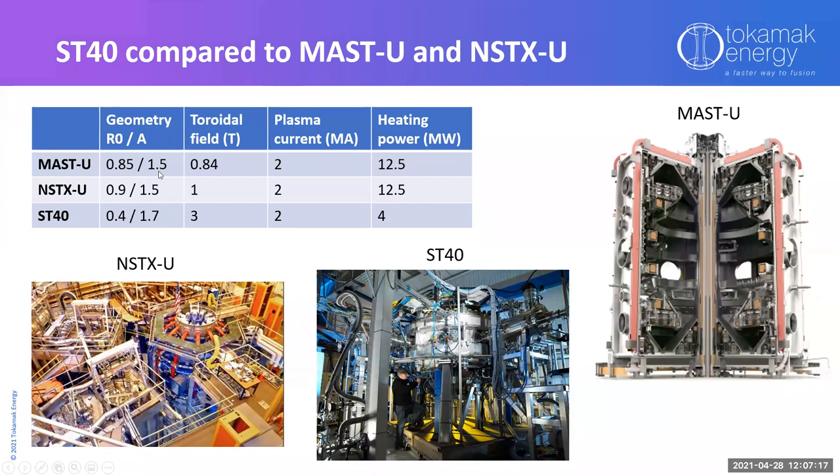The aspect ratio is in the range 1.6 to 1.8, but ST40 has the largest magnetic field. You see that STX-U will have 1 Tesla. MAST still has a magnetic field that is below 1 Tesla. So ST40 will really push the boundary of magnetic field in spherical tokamaks. That's why we call it a high-field spherical tokamak. The plasma current is similar in the three devices, 2 mega amps, and the heating is less: the total heating power will be 4 megawatts in ST40 compared to 12 megawatts in MAST-U and STX-U. But you have to consider that the ST40 plasma will be smaller than the MAST-U and STX-U plasmas, and these 4 megawatts will produce quite a large power density in the small volume of the ST40 plasma.